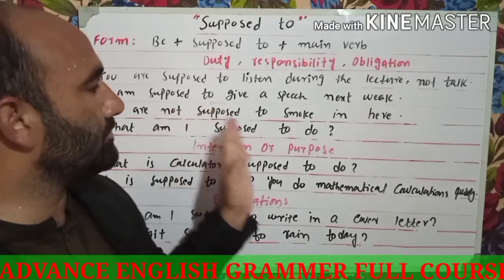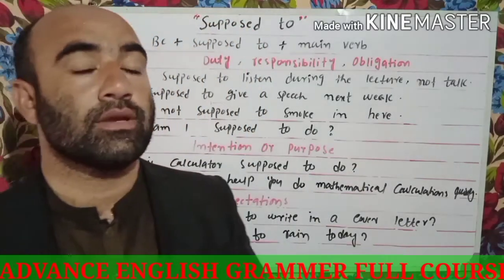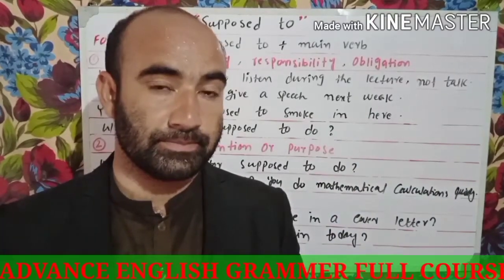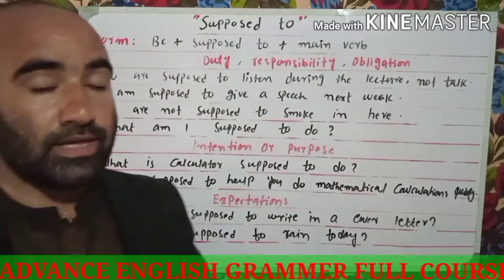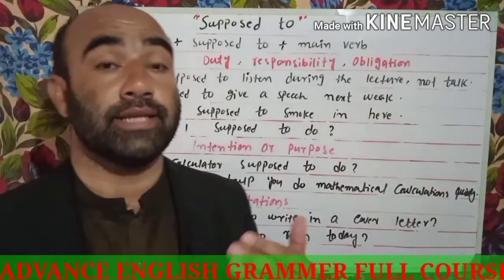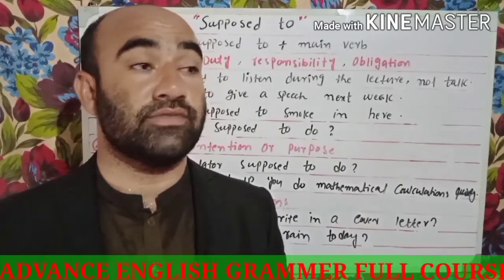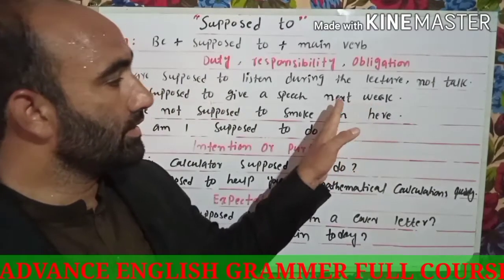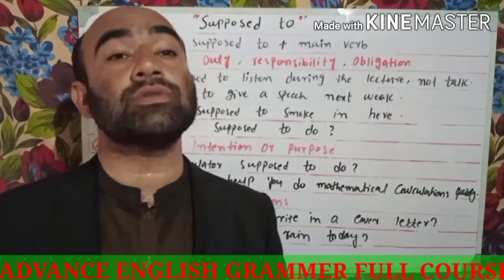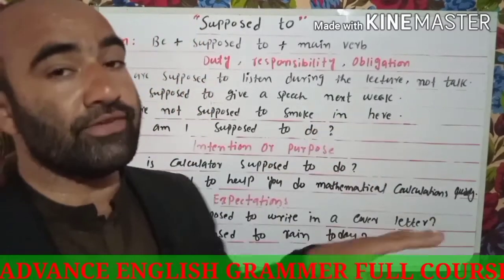Another example is, I am supposed to give a speech next week. Remember this point, we also use supposed to for the future. Now look, I have used the expression next week. But the structure, the form, will be the present. We cannot say, I will supposed to give a speech next week. Not at all. Only the present form will be used, but that will give us the future meaning, because I have used next week. And I am supposed to give a speech next week. So it gives us the meaning about the future, not the present. So for the future, we also use supposed to.